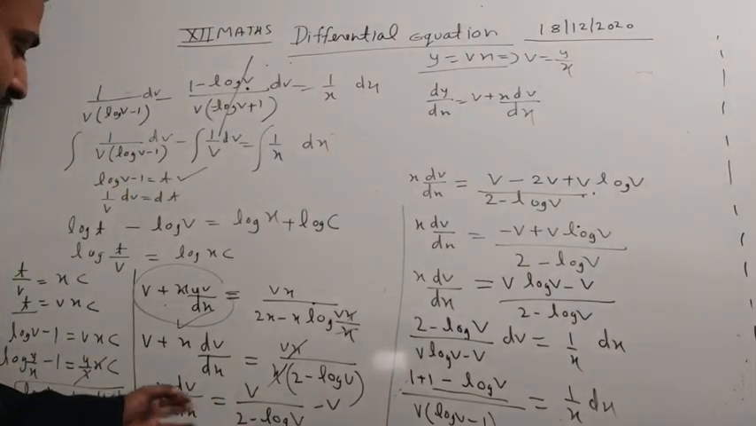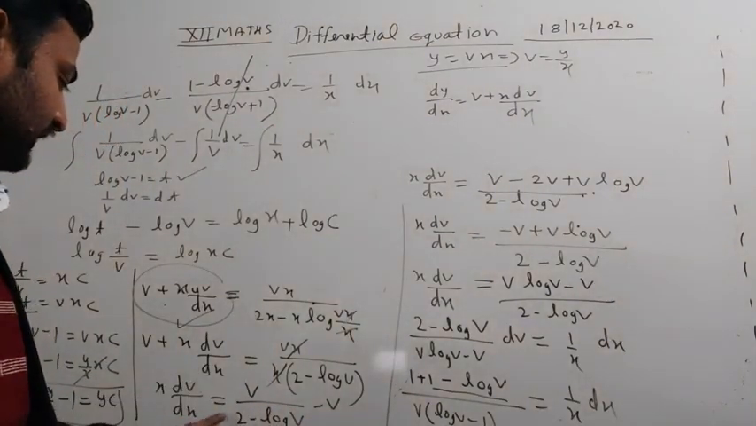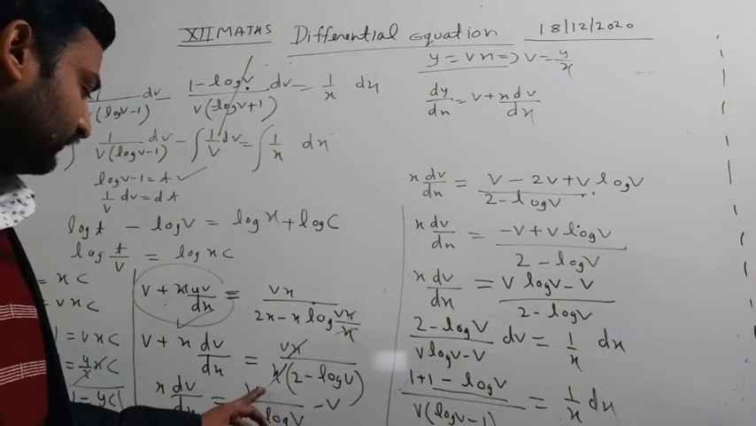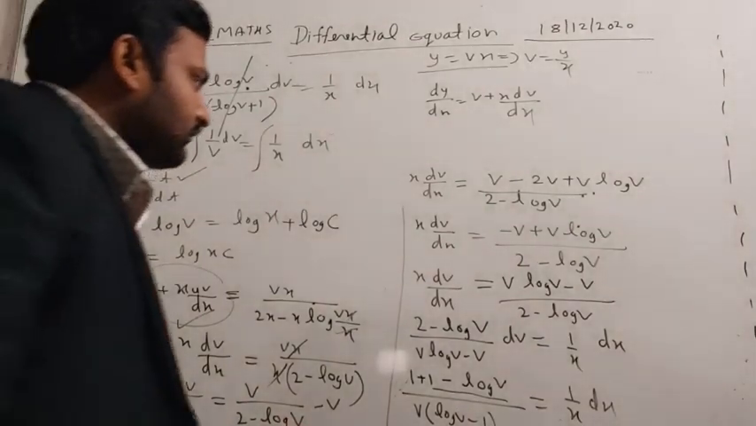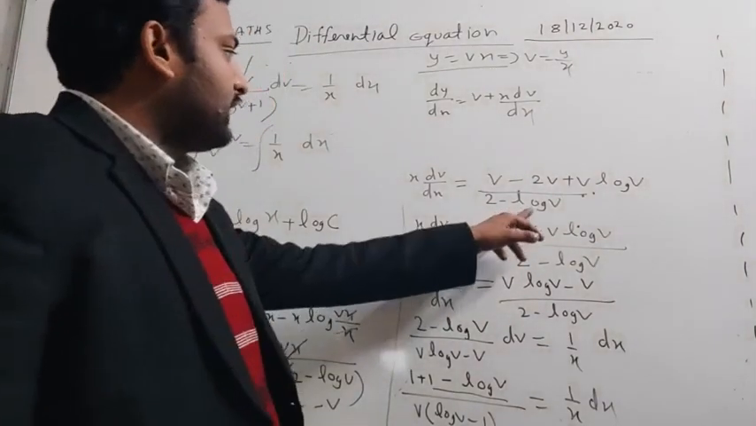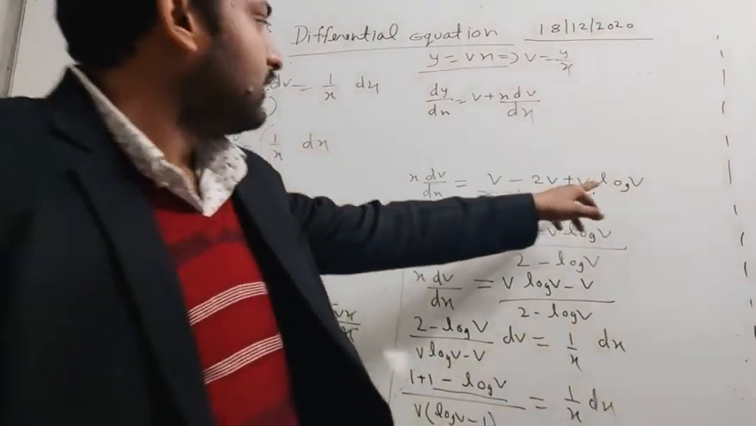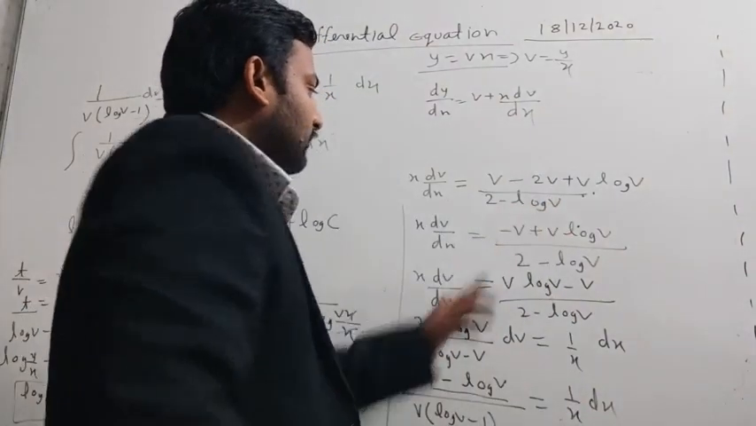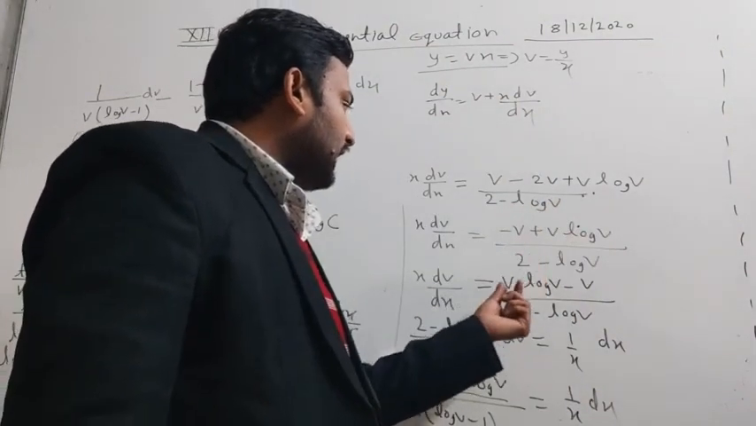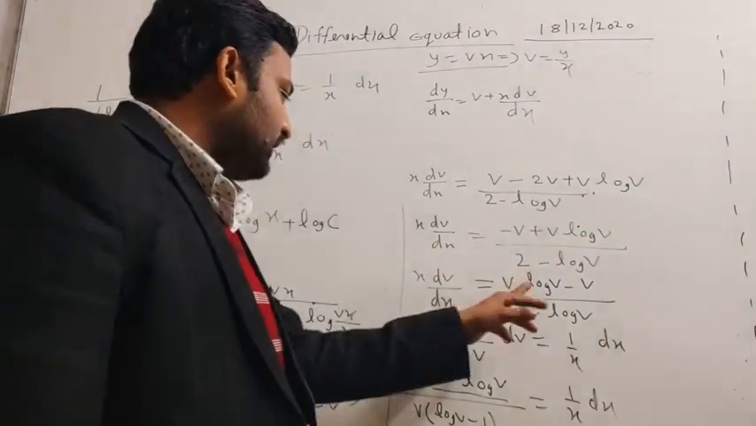After solving this, we are sending this v to the right hand side, and x dv by dx is v by 2 minus log v minus v, and taking LCM. After taking LCM and solving this, we get v minus 2v plus v log v by 2 minus log v, cancelling, minus v plus v log v, and we can write v log v minus v, taking v outside.